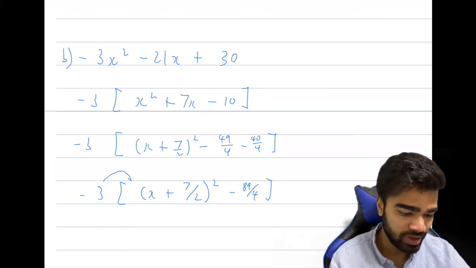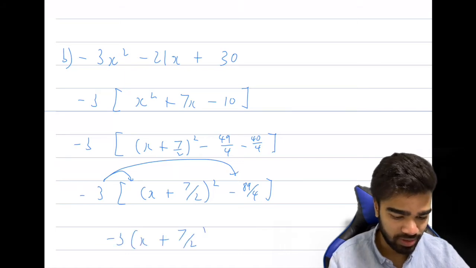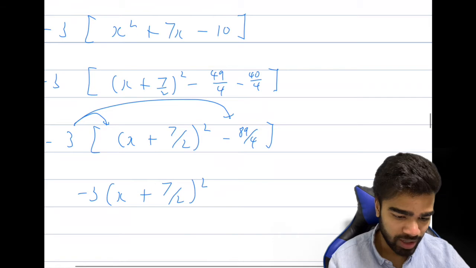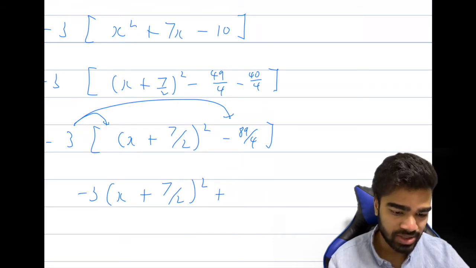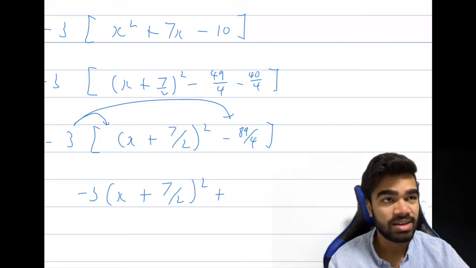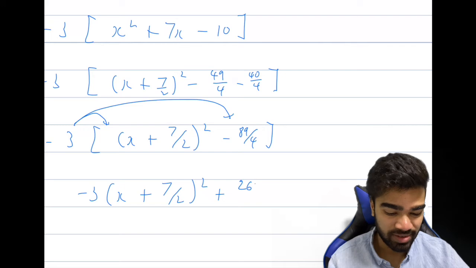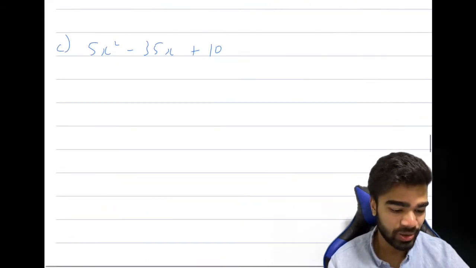So negative 49 over 4 minus 40 over 4 is negative 89 over 4. Then you just need to multiply the negative 3 in. So it'll be negative 3 (x plus 7 on 2) squared, and multiplied by positive, because negative times negative makes positive. What's 89 times 3? 89 times 2 is 178, so 267 over 4, like so. Okay, so that's the answer. I hope you got that.